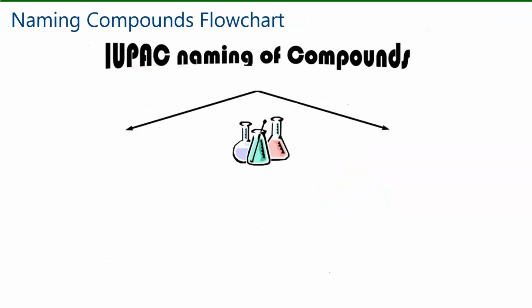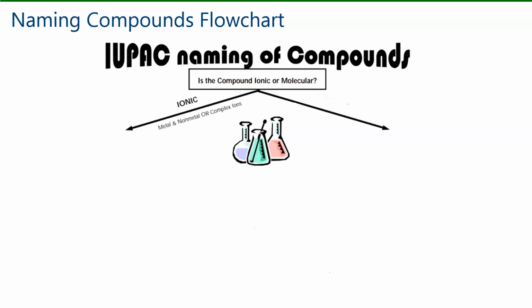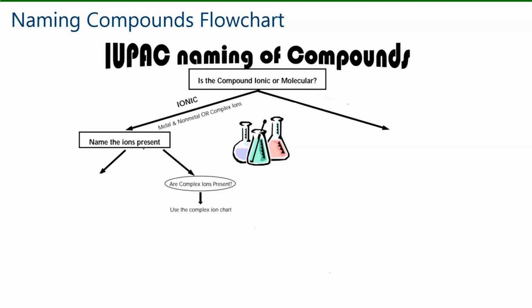Let's look at a few of the rules for naming compounds. First, you need to look at the compound and say, is this ionic or molecular? If it's ionic, you need to check to see if there's a metal and a nonmetal, or are there complex ions involved. Then you name the ions present. If there's complex ions present, you need to use the chart with the polyatomic ions listed.